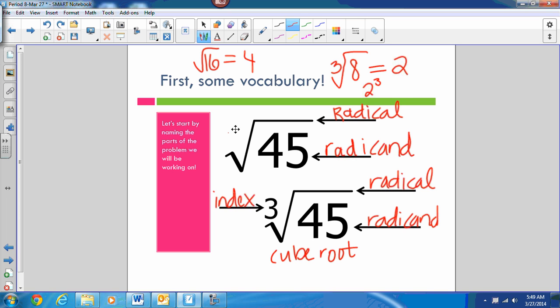For a square root, we assume that the number is 2. It's not there. We just make that assumption. If it's anything other than 2, they have to give you an index and tell you how many times you're multiplying a number by itself to get the radicand. The indices, because that's the plural of index, that we're going to be dealing with this year are 2 and 3. You won't see anything higher than 3 this year. In future years, you will see higher indices. However, we're just dealing with 2 and 3. So that's just the basic vocabulary.